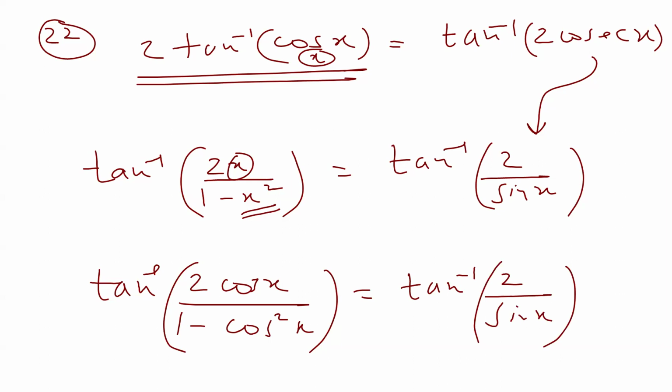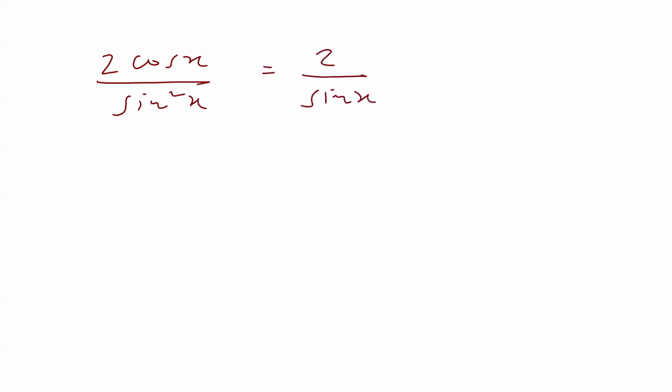By comparison, tan inverse and tan inverse are getting cancelled. 1 minus sin square x will become cos square. So 2 cos x upon sin square x equals 2 upon sin x. 2 also will get cancelled. Sine square and sine will get cancelled. So we got cos x upon sin x is equal to 1. So cot x is equal to 1.